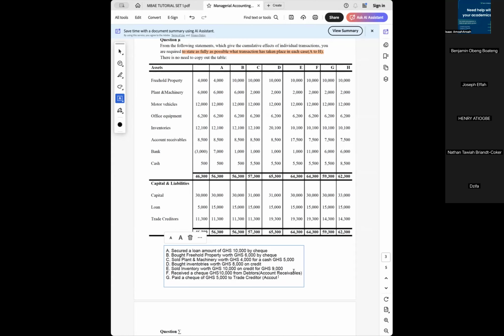So we received a cash of 3,000, increasing our capital to 33,000. Oh, okay. If I should state the transaction and let's go. The first one that you said. So the first one: received a cash of 3,000.